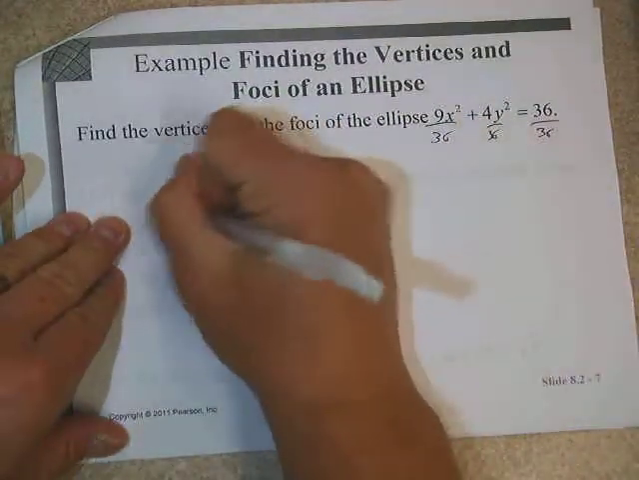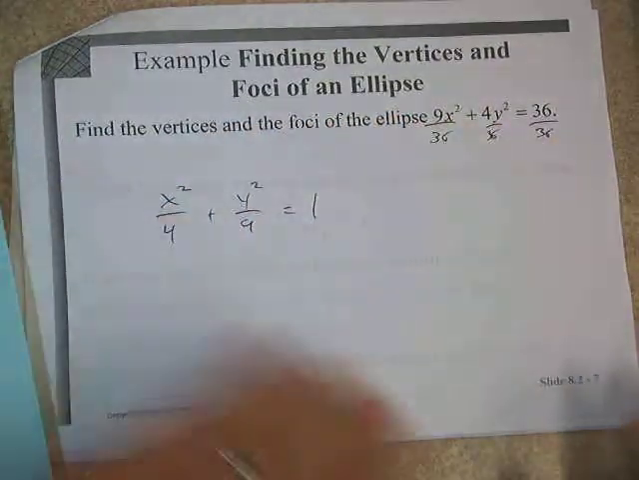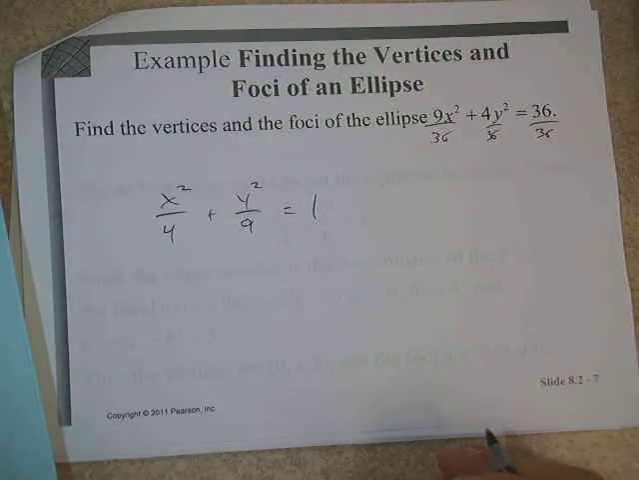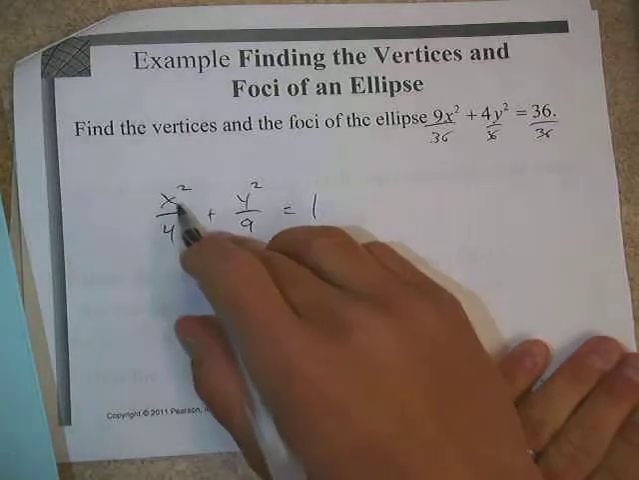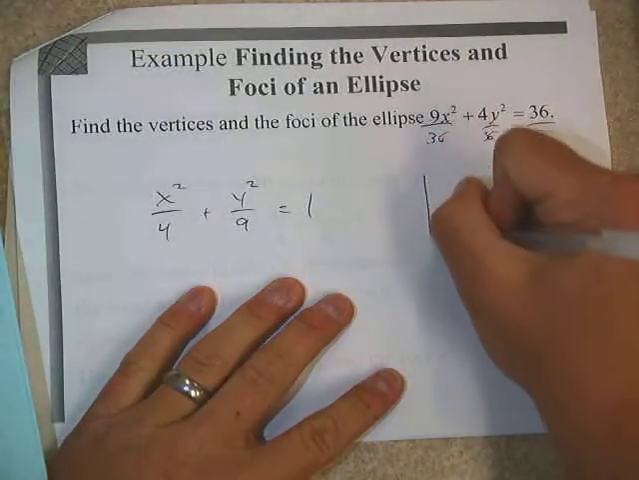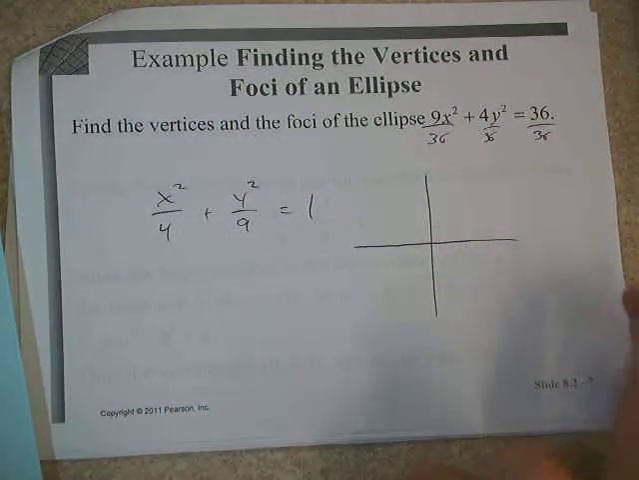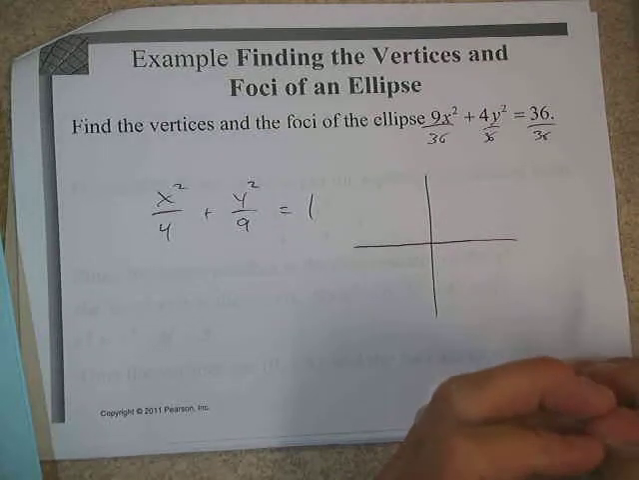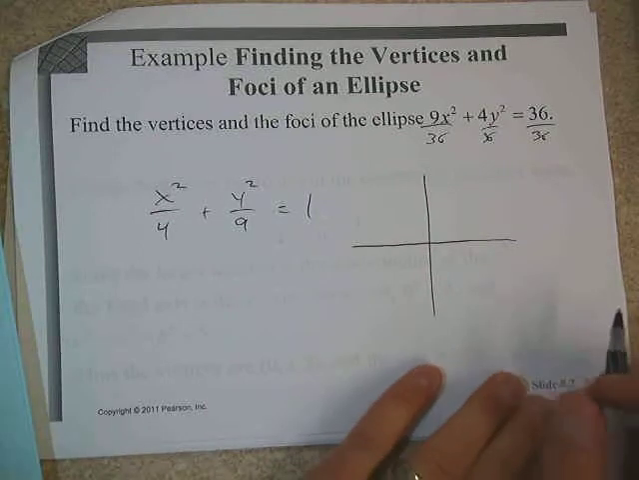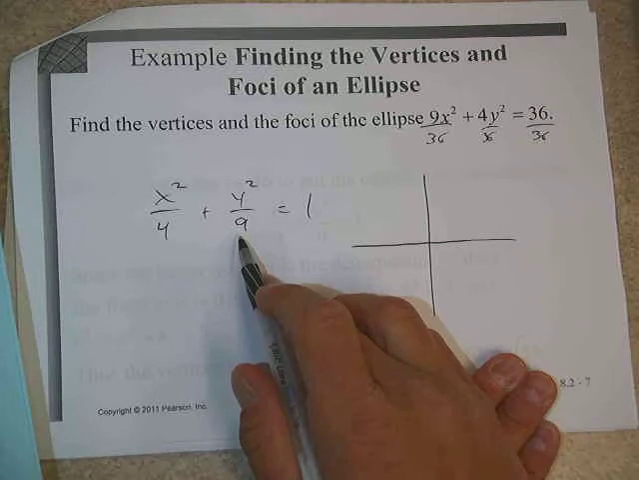But if we divide all the parts by 36, that will give us a 1 on the right. And if we reduce these fractions, it would leave us with x squared over 4 plus y squared over 9 equals 1. Which would give us something that is now in the right form. We can see that there's no h and k, so the center would be 0. So I'm going to go ahead and start graphing this, kind of like what we did with the parabola, even though it doesn't ask us to graph it. Very helpful, in my opinion, to graph it so we can identify all the important parts.